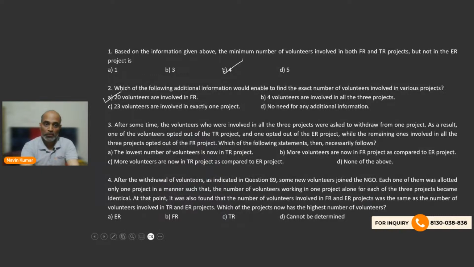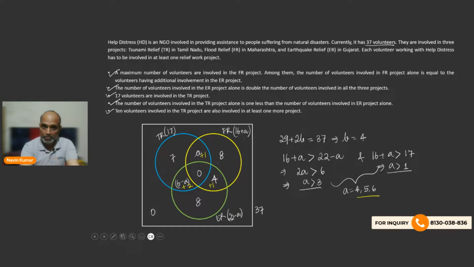First, the lowest number of volunteers is now in TR project. Let's look at TR project, the total number of volunteers. Initially, there used to be 17. Now, there is a decrease of 4 from there, but an increase of 3. In other words, there is a decrease of 1 overall. So for TR, we can say that there are going to be now 16 people.